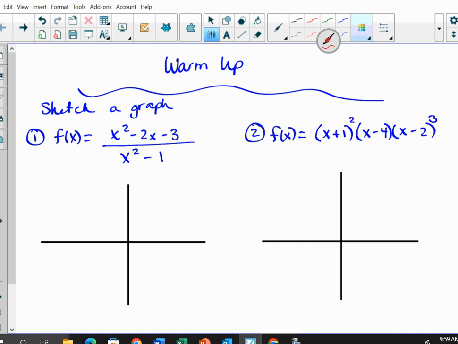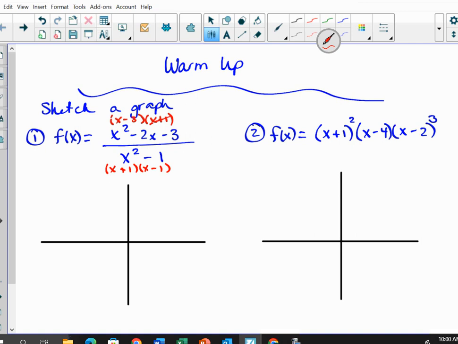Okay, guys, let's look up here. So 2 different graphs going on. First one is your skill 2 graphing rationals. We need to factor this first. So that numerator factors into x minus 3 and x plus 1. Denominator is x plus 1, x minus 1.